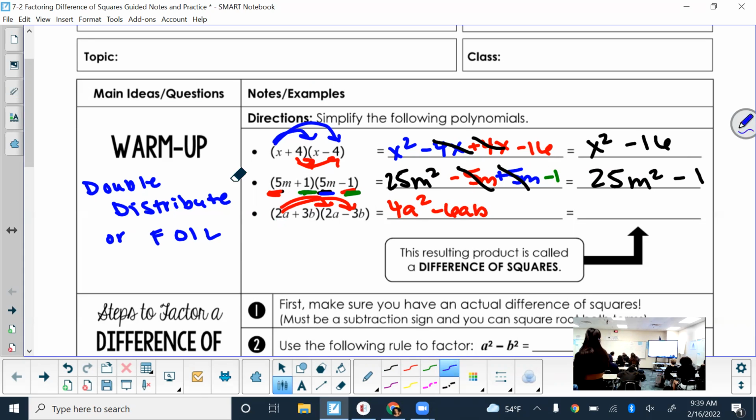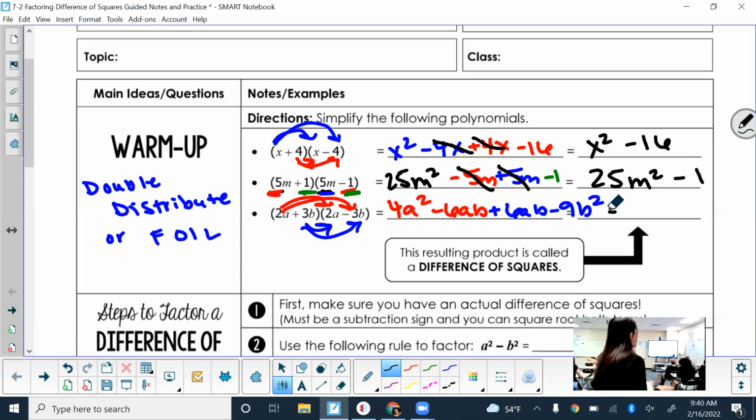All right, and then again, but now distributing the 3b. What's 3b times 2a? Good, and it's positive. And 3b times -3b. -9b squared. So that is what you get. What do you get after combining like terms?